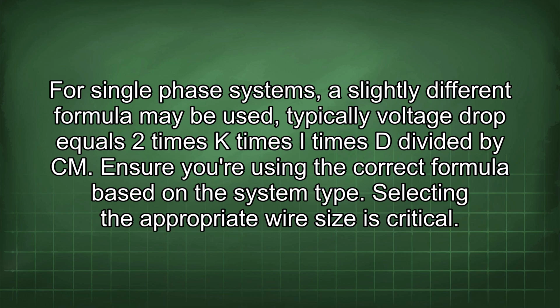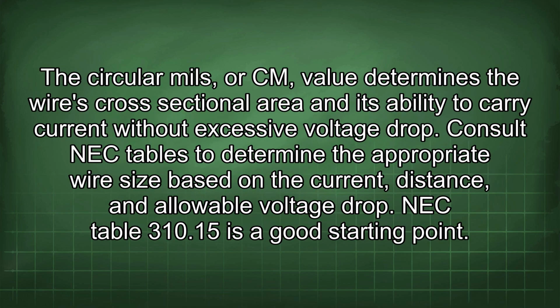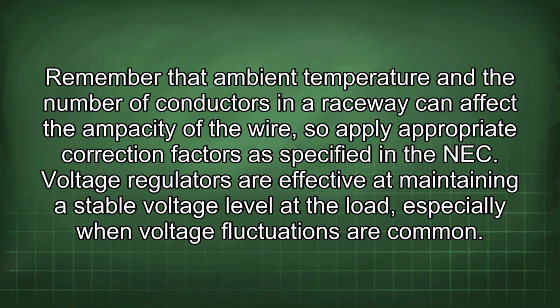Selecting the appropriate wire size is critical. The circular mils, or Cm, value determines the wire's cross-sectional area and its ability to carry current without excessive voltage drop. Consult NEC tables to determine the appropriate wire size based on the current, distance, and allowable voltage drop. NEC table 310.15 is a good starting point. Remember that ambient temperature and the number of conductors in a raceway can affect the ampacity of the wire, so apply appropriate correction factors as specified in the NEC.